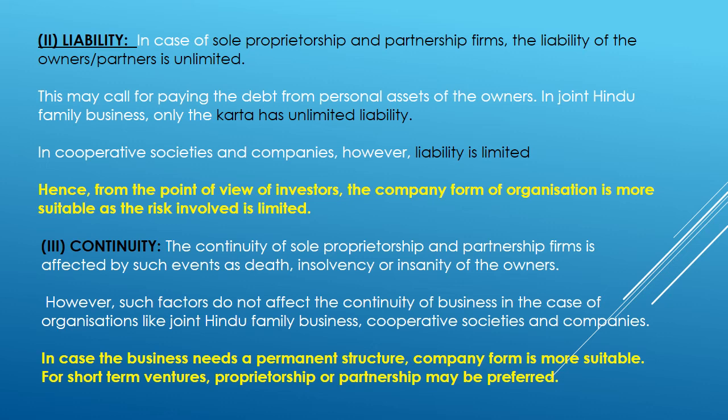Then continuity. In a sole proprietorship, the person can die anytime. In a partnership, people will get affected by death or insolvency or, let's say, lunacy, all these things. In a cooperative society also, people will get affected. They will leave anytime because it's a voluntary service. In a joint family also, it's three heads, so anytime that business will also come to an end. But what about companies? Companies will move on forever. Joint stock companies, there is no end to the company.